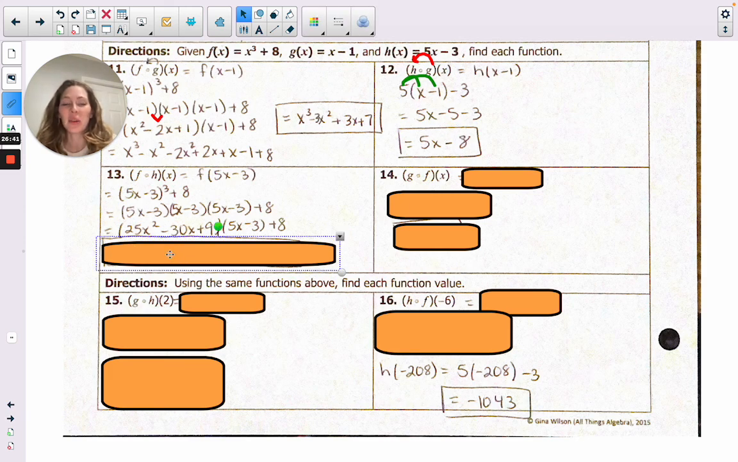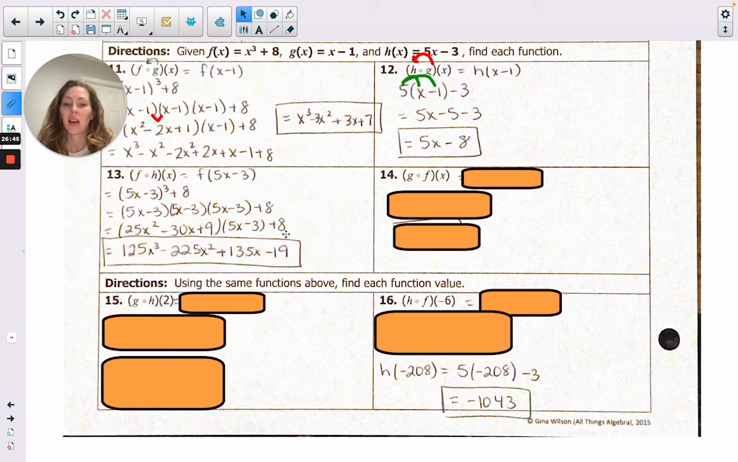So again, you can pause the video and try this 3 by 2 box. And I added the 8. I just did it all in one swoop. So 125x cubed minus 225x squared plus 135x minus 19. Sorry, I know it's a doozy.